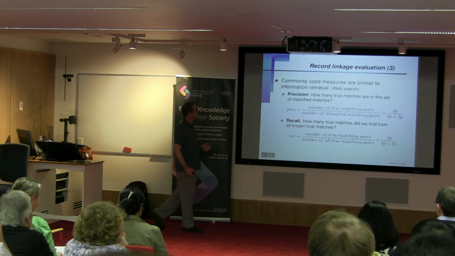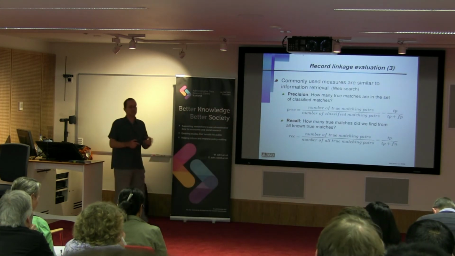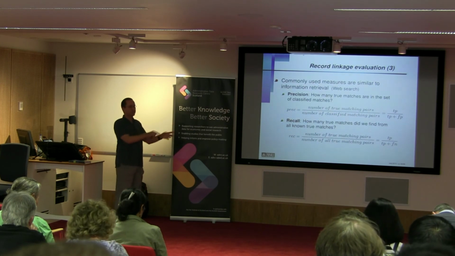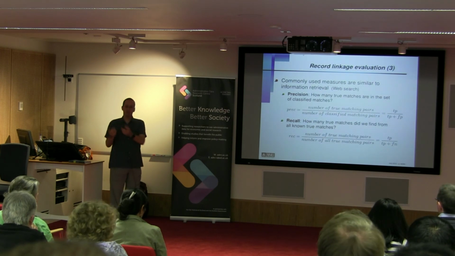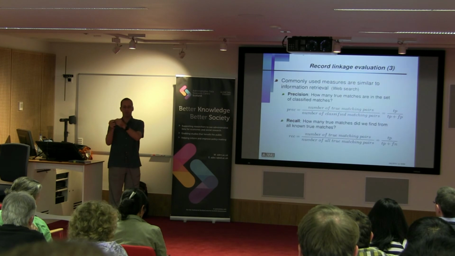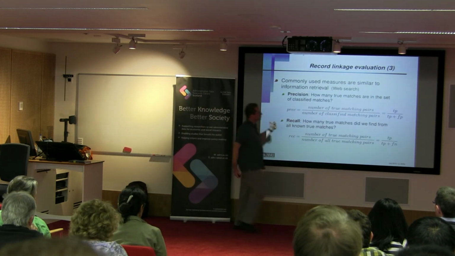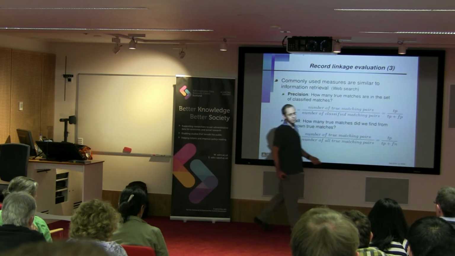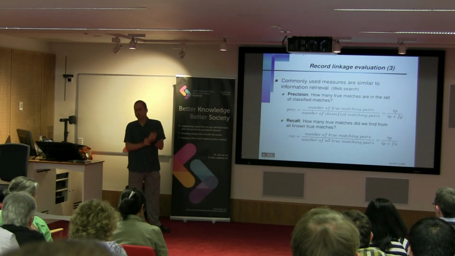In record linkage, precision is how many true matches are in the set of the classified matches. So again, you've compared things and classified them into matches and non-matches. How many of the record pairs which you classified as matches are actually true matches? That's precision. It's the number of true positives divided by the true positives plus the false positives, the number of records which we linked together which we shouldn't have.